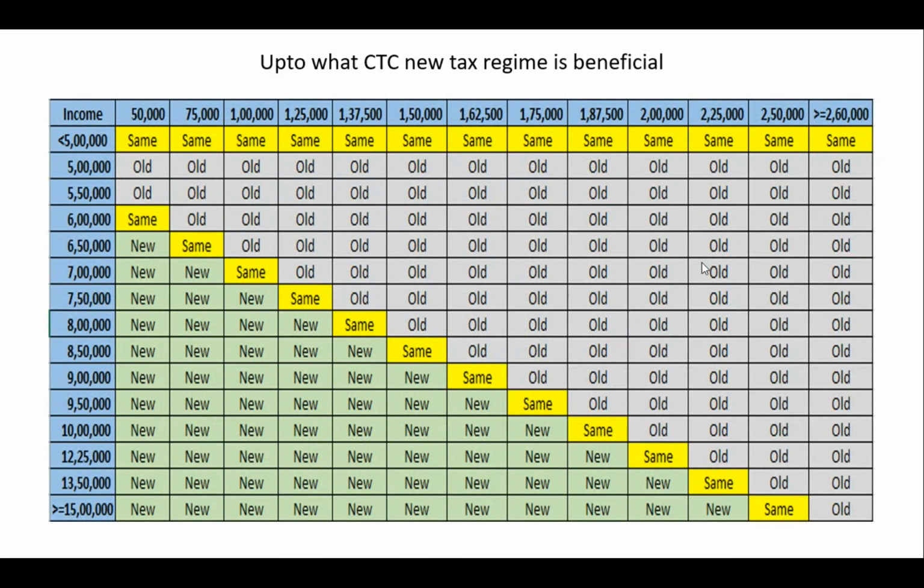Last time I got a request to show up to what CTC the new tax regime is beneficial. Here is the chart. From looking at the chart, we can summarize: the higher the income with fewer deductions, the new tax regime is beneficial. The lower the income with higher deductions, the old tax regime is beneficial.